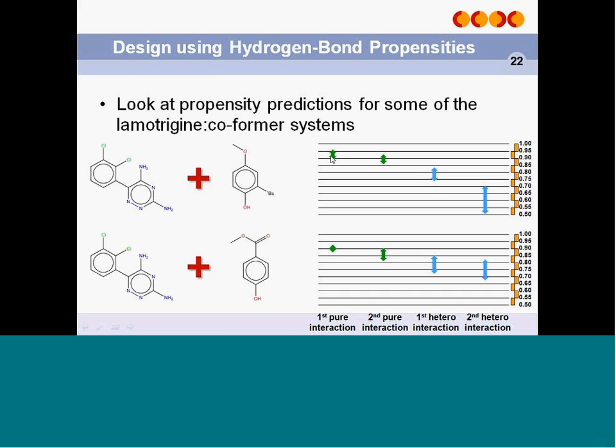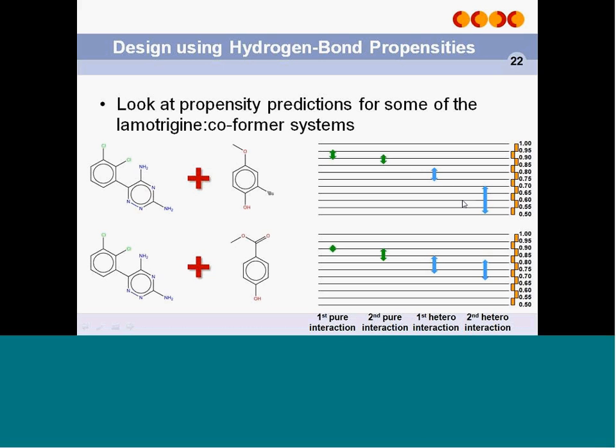Each of the arrows represents one of the functional group pairs. In green we have the top and second pure interactions, so the lamotrigine interactions, and you can see these have very high propensities. So these are very likely to form very strong interactions. And then in blue we have the first and second highest heterosynthons, the lamotrigine to hydroxyanisole interaction.